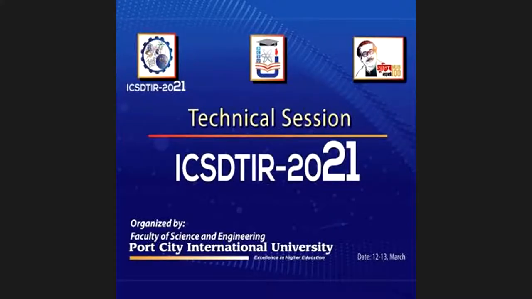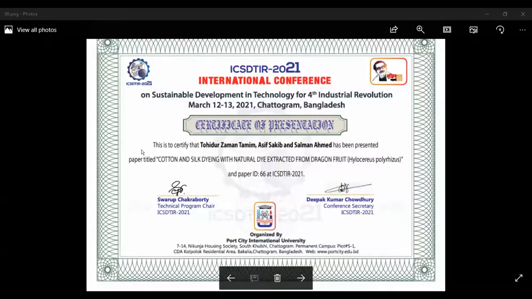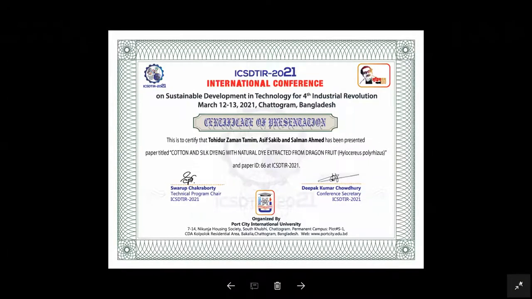Okay, now I would like to request our session chair, Professor Dr. Engineer Mohammad Julhashuddin sir, to hand over the virtual certificate to our author. Paper ID is 66. Okay, I am glad to hand over the certificate, International Conference on Sustainable Development in Technology for Fourth Industrial Revolution 2021, to the authors, Tohidur Rahman Tamim, Asif Iqbal, and Salman Ahmed. Congratulations. Thank you, sir. Thank you very much, sir.